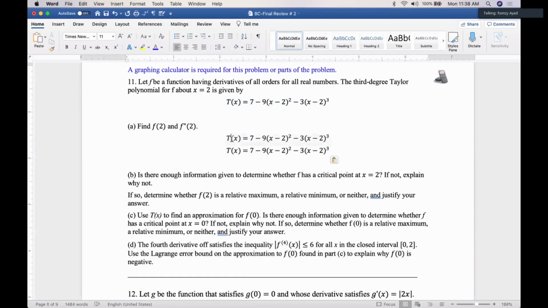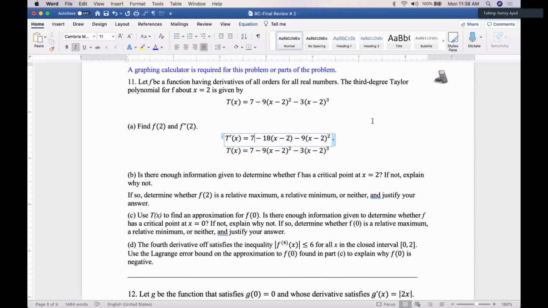I'm getting the first derivative, which would be 18 times the parentheses without exponent, and this would be a 9, and times this with the exponent 2. Is that the first derivative? Yes. Next derivative. No, that's wrong.